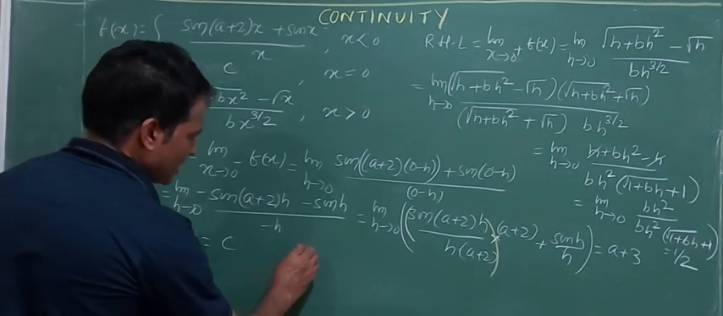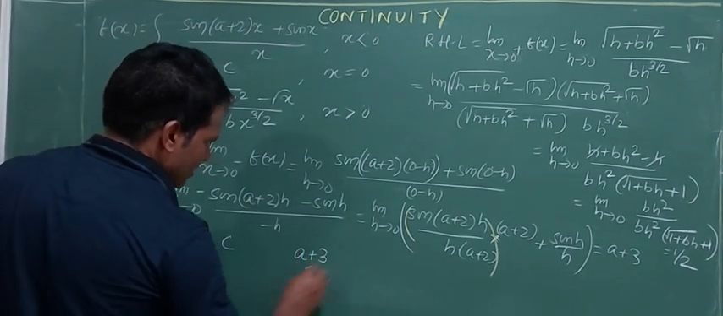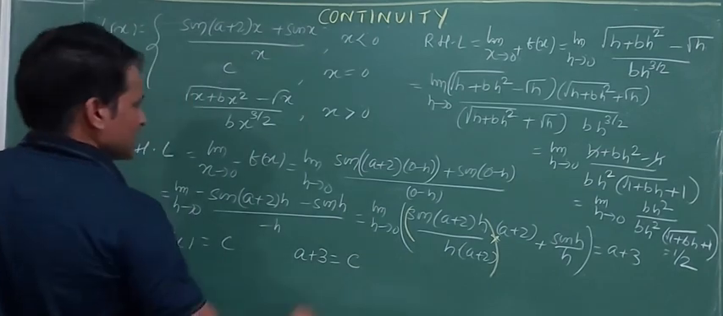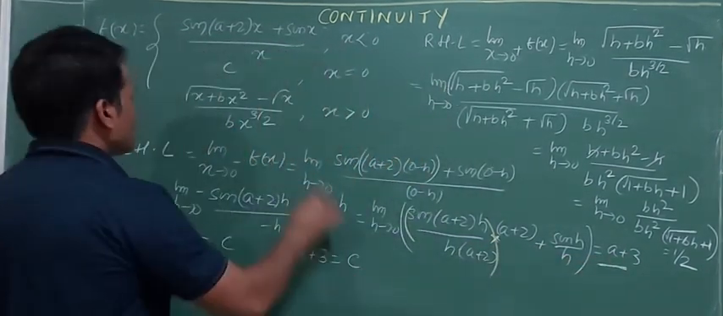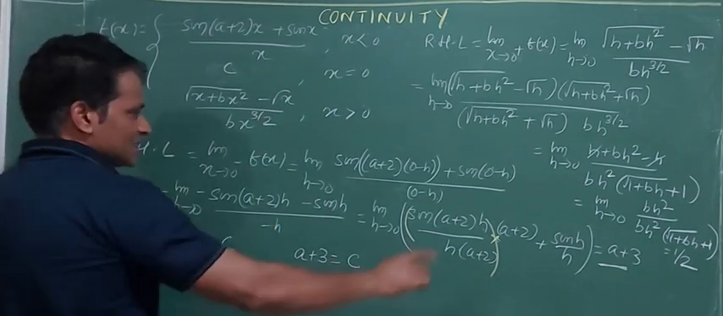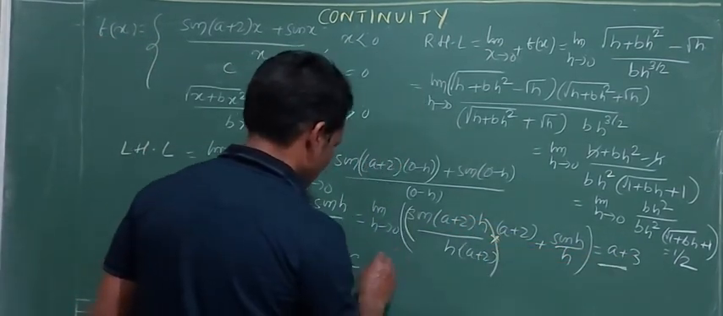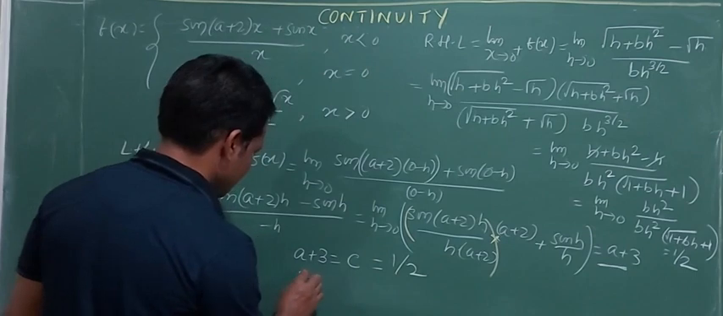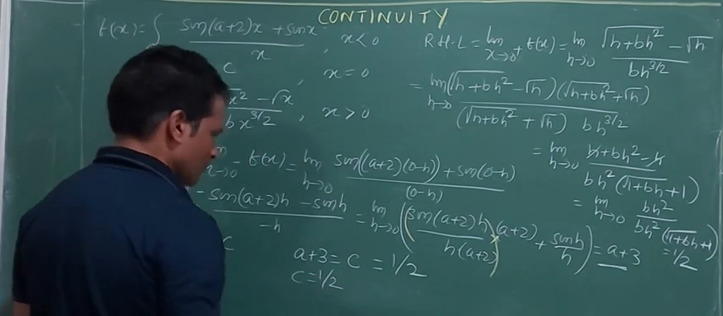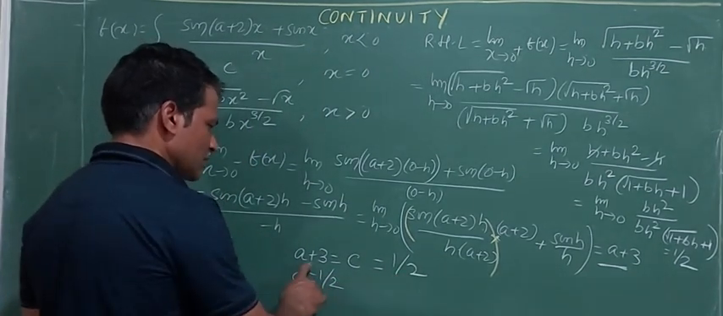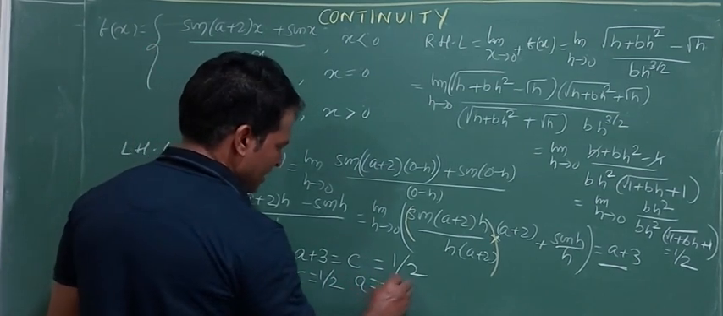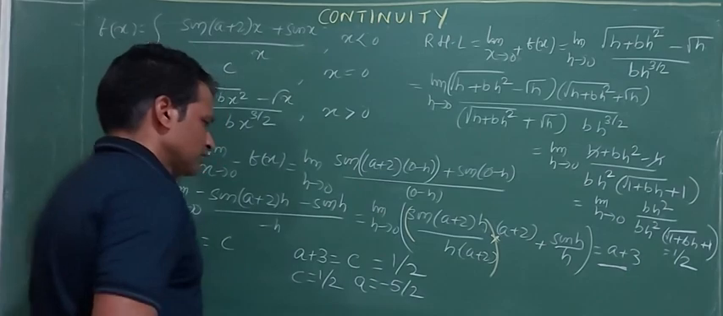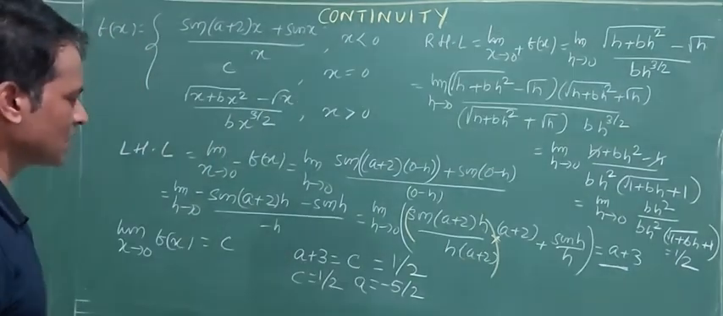LHL is a plus 3. At the point c, LHL is a plus 3, and RHL is 1 by 2. So I got the value here. C is equal to 1 by 2. A is equal to 1 by 2 minus 3. A is equal to minus 5 by 2.